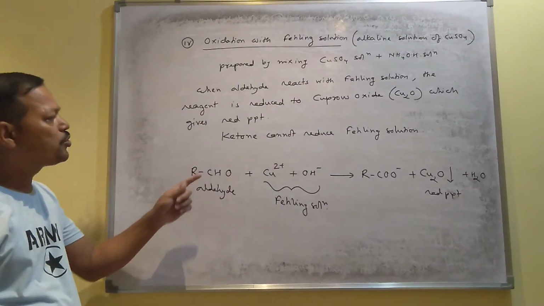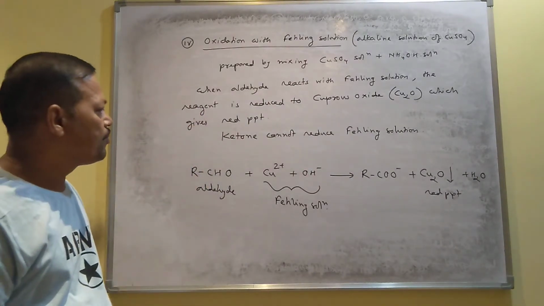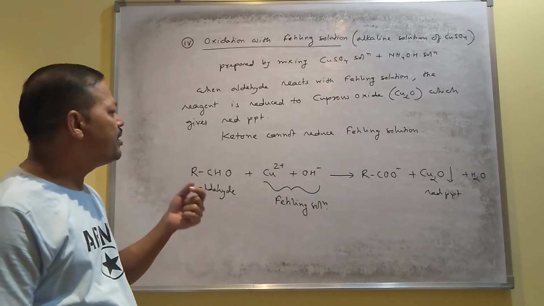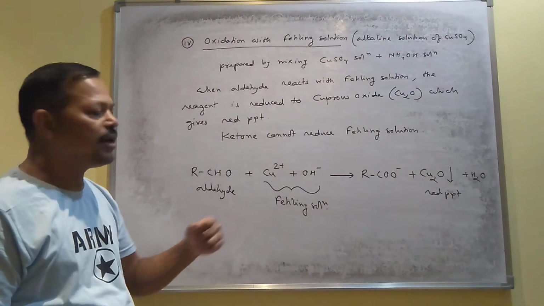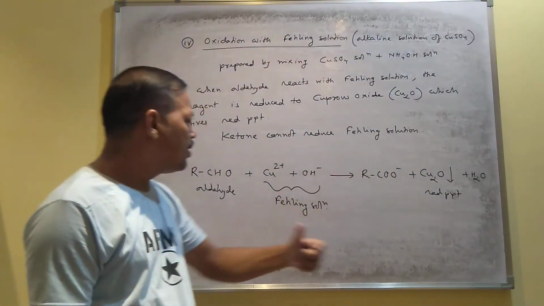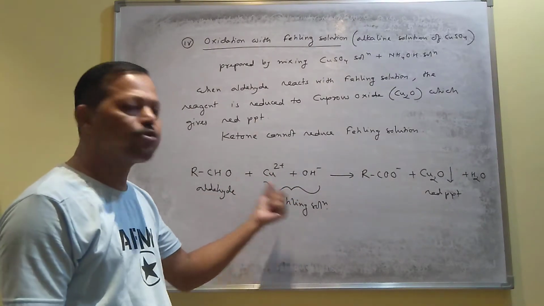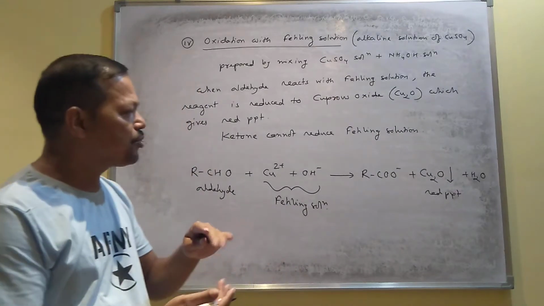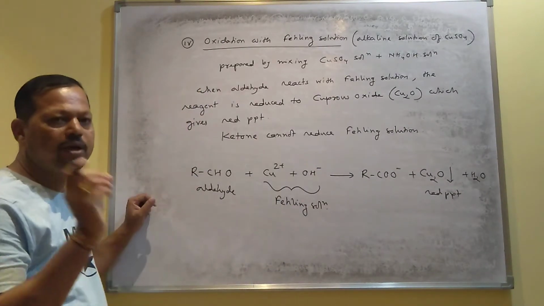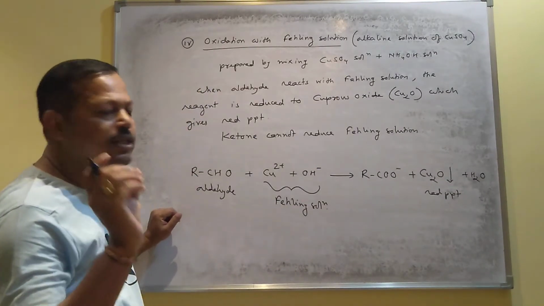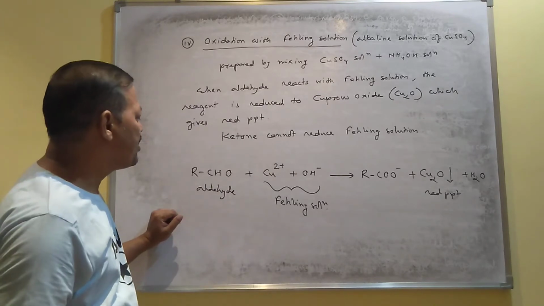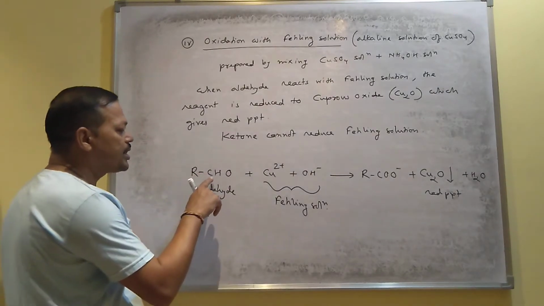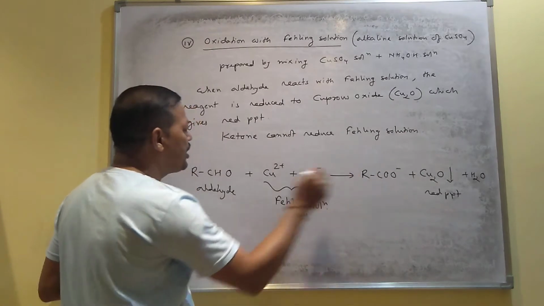This reaction you can use to distinguish aldehyde and ketone. If you want to distinguish aldehyde and ketone, aldehyde when reacting with Fehling solution gives a red precipitate, but ketone when reacting with Fehling solution cannot produce the red precipitate. So this way, this reaction can be used for distinguishing aldehyde and ketone. Here you have seen this aldehyde is converted to carboxylic acid.